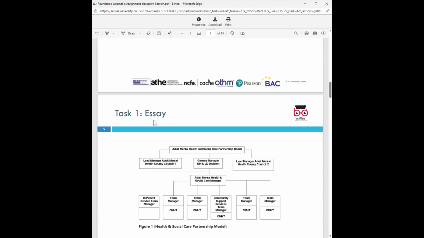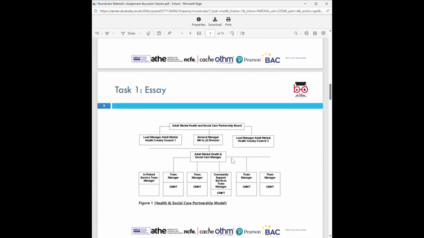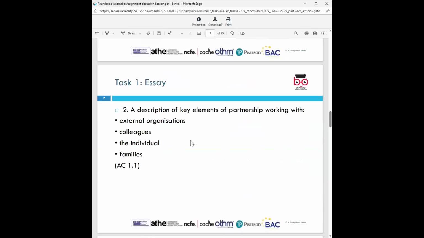Okay. So this is giving you an example, okay? Can you see that? Yeah, I can. Yeah. So then task 1, you would look at also the health and care system from April 2013. So task 1 essay. Here, number 2, you look at a description of key elements of partnership working with external organizations. What we've just looked at, like external organization, we looked at colleagues, we looked at the individual, and we looked at families. And that's looking at learning outcome 1, AC 1.1, okay, to do that.